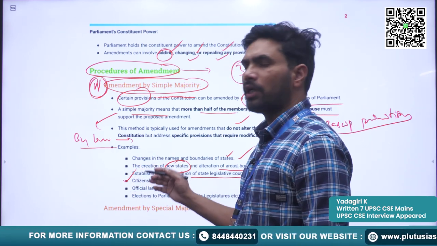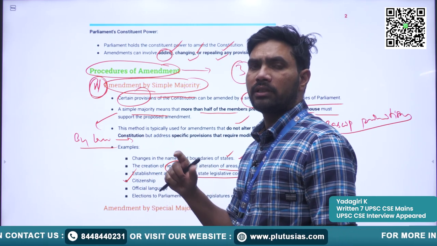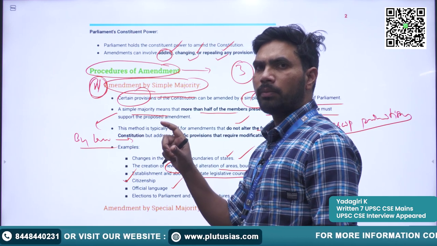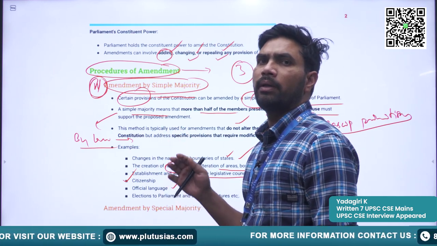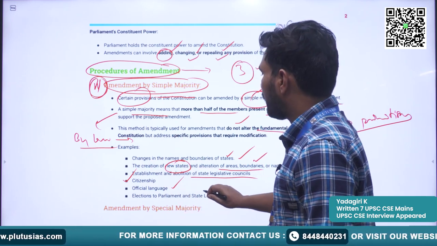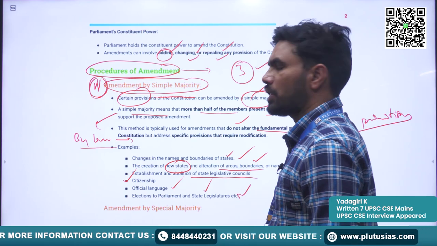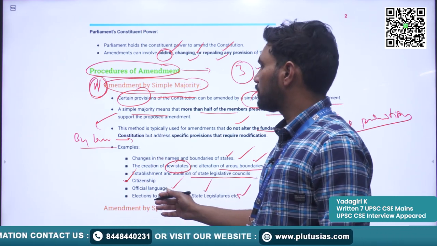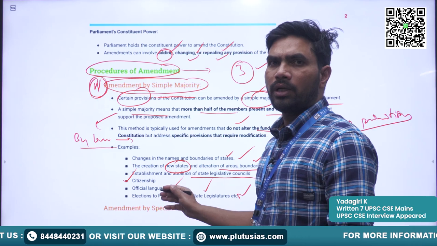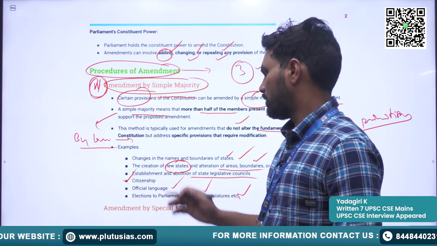The issues relating to citizenship and official language. The articles pertaining to official language also can be modified or amended through a simple majority. Similarly, elections, method of elections to Parliament and state legislatures. So all these items, some examples I have quoted, can be amended through a simple majority.